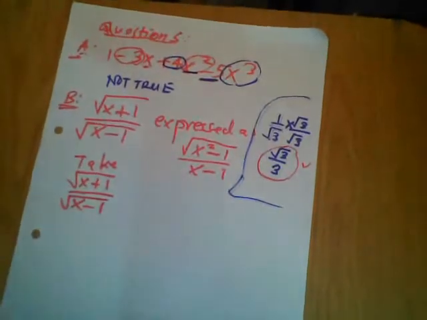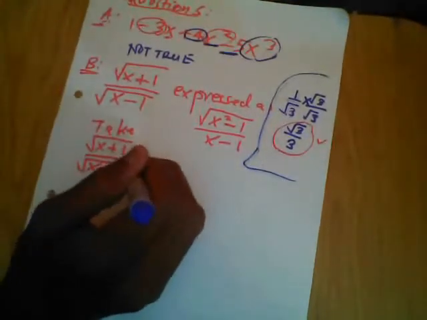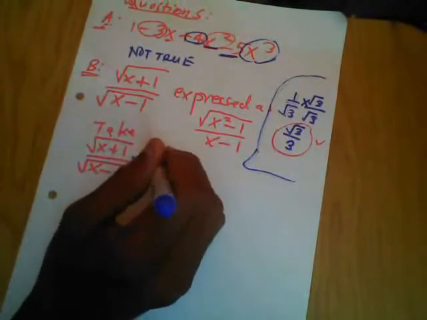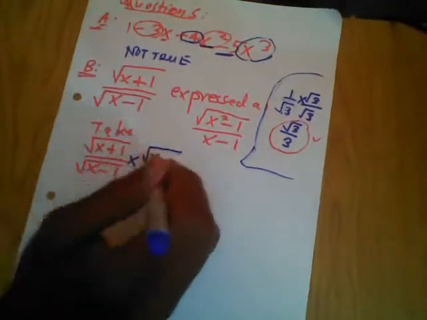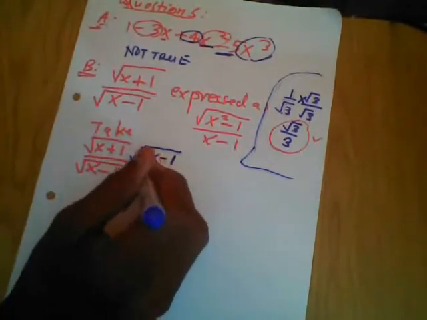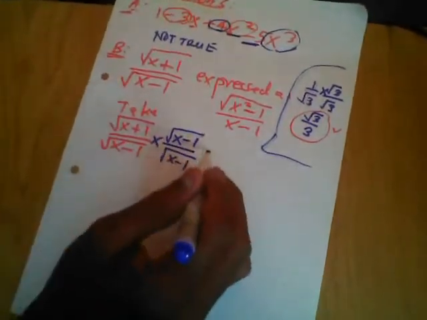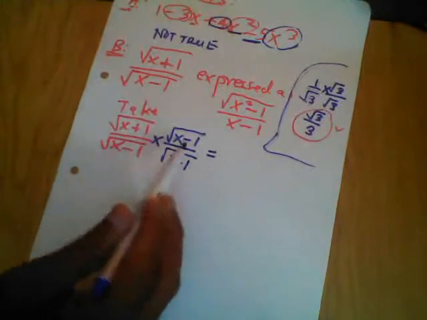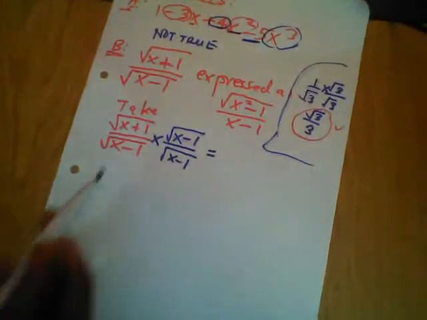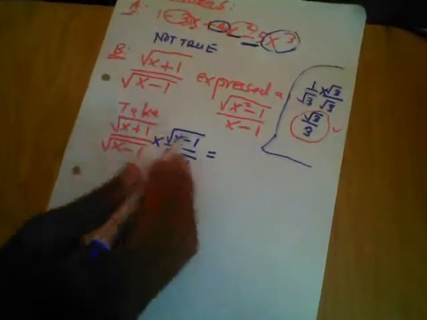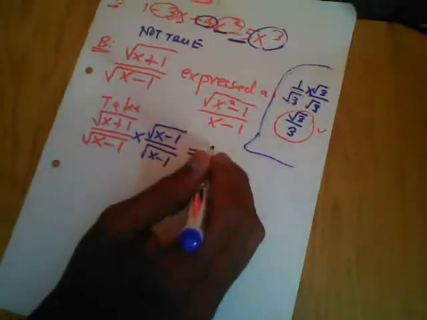So same here. I'll rationalize the denominator by multiplying by the same thing up and down, x minus 1 over x minus 1. Then we're going to have these two, you can put them together.